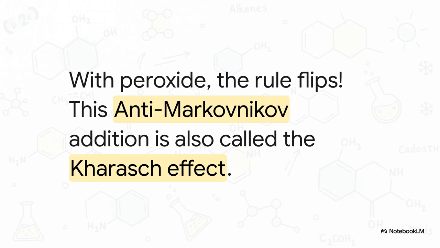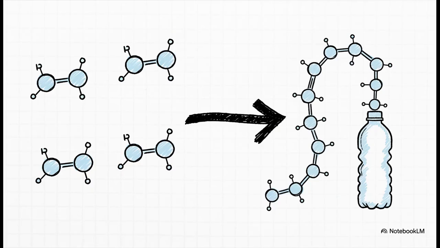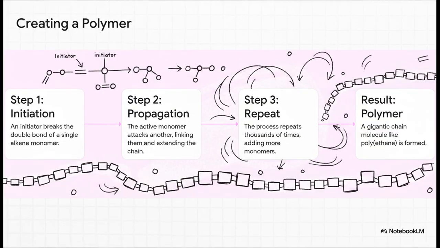And now for the grand finale of alkene reactions. This is, without a doubt, the one with the biggest impact on all of our daily lives. I'm talking about polymerization. This is the magic of how we turn tiny little molecules into the massive, useful materials that build our world. It all works like a giant chain reaction.